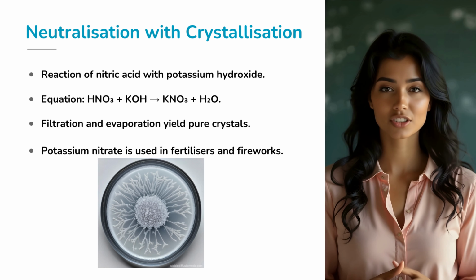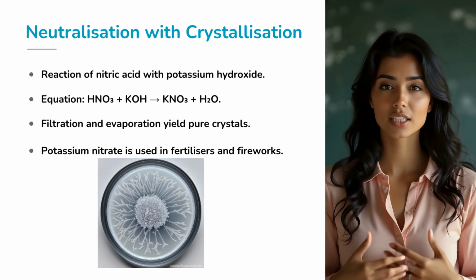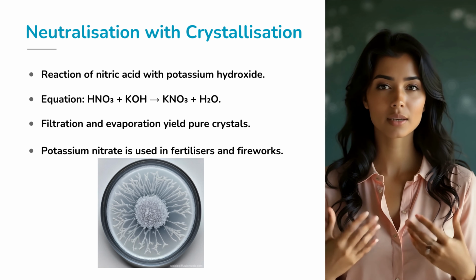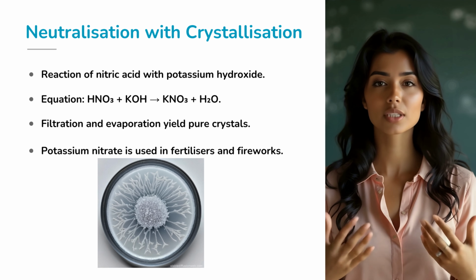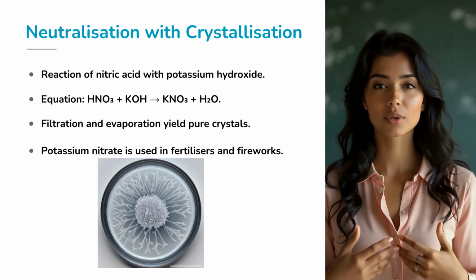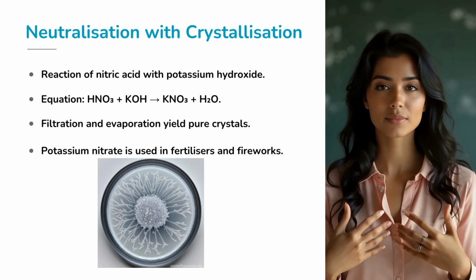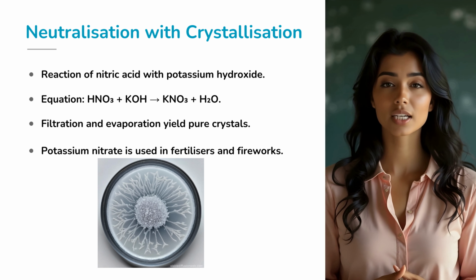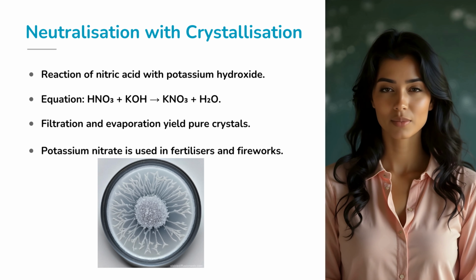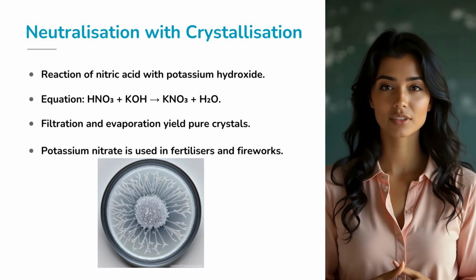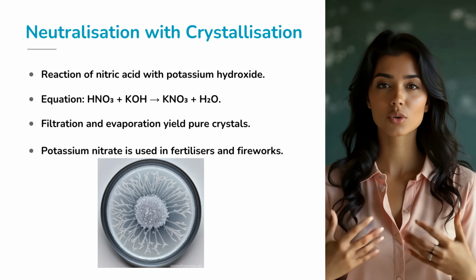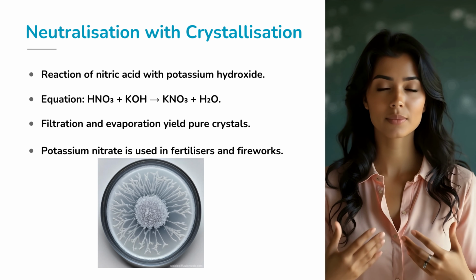From fertilizers to fireworks, potassium nitrate is an incredibly useful salt. It's prepared by reacting nitric acid with potassium hydroxide, forming potassium nitrate and water. The reaction is nitric acid plus potassium hydroxide gives potassium nitrate plus water. After the solution is prepared, it is filtered and evaporated to yield pure potassium nitrate crystals.